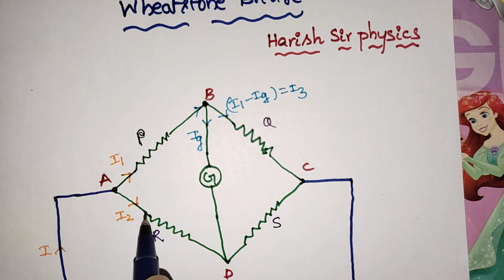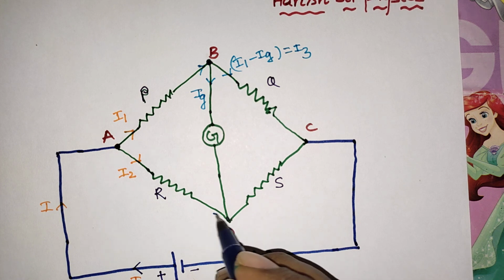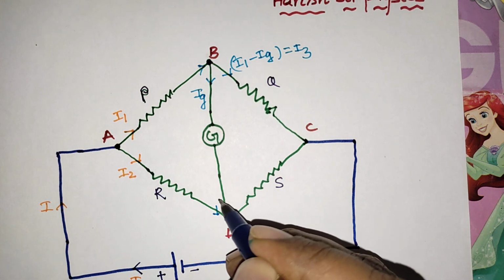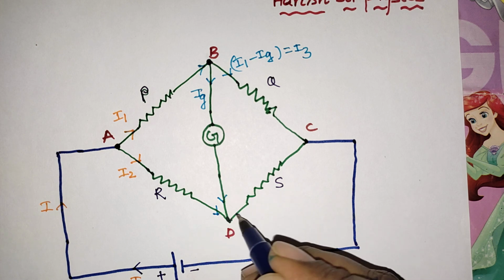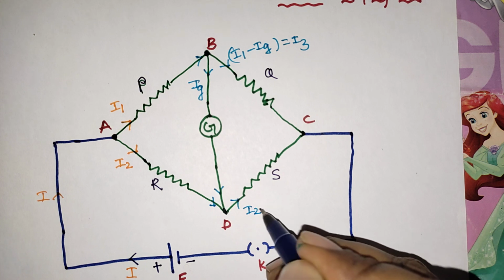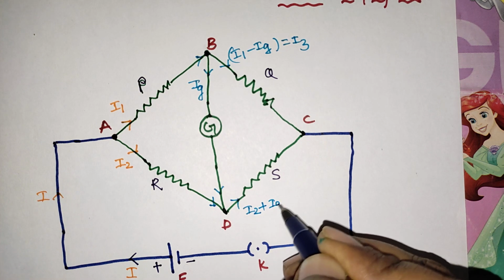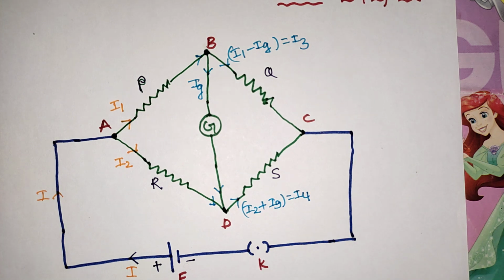Now here current I2 is flowing up to point D. Up to here it is I2, and the galvanometer current is also joining here. So this is the total of entering currents. We know entering currents can be added, so I2 plus Ig, which I'm going to take as I4.